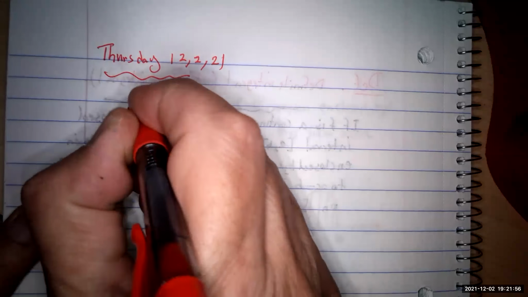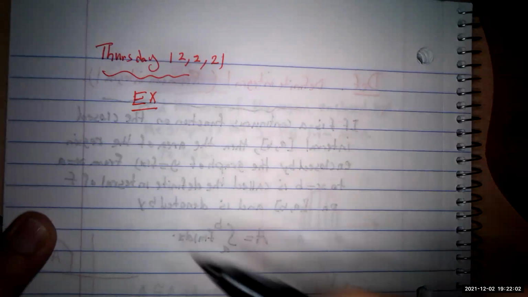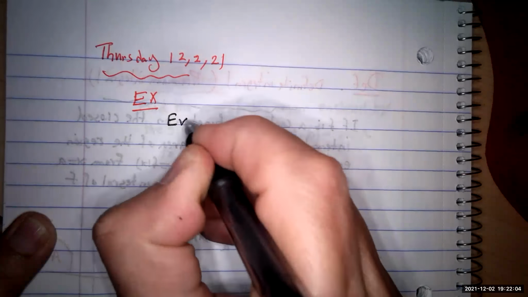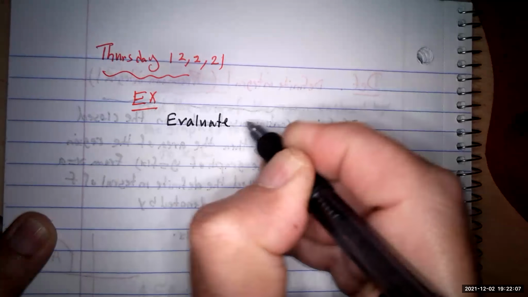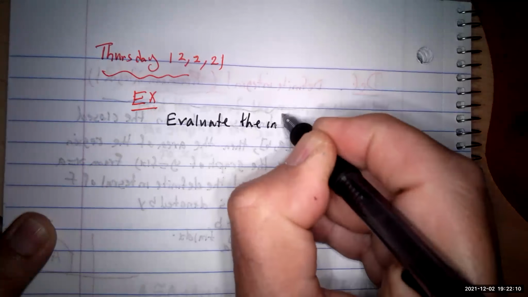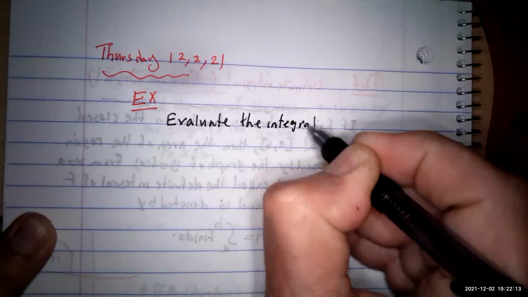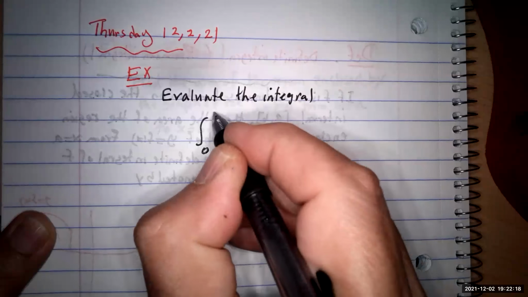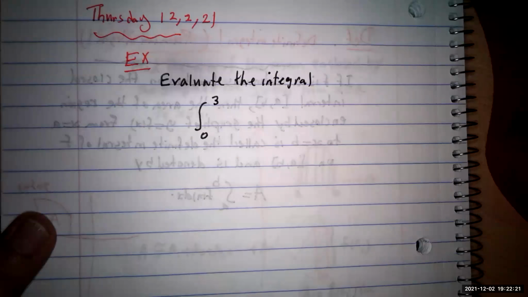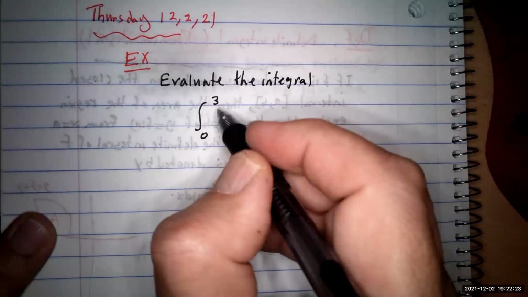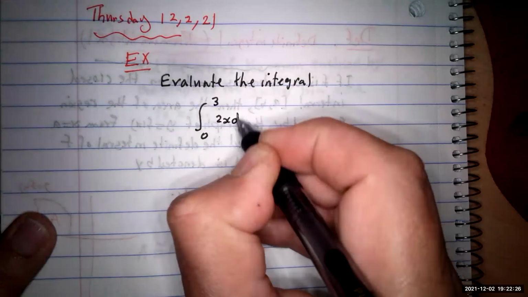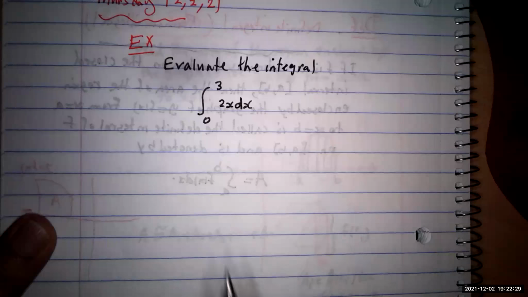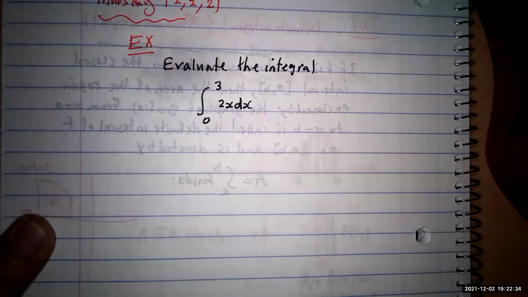So look at this example. In this example, we want to evaluate this new integral. Suppose you want to evaluate something like, let's say, the integral from 0 to 3 of 2x dx. So this notation that we talked about means you have to find the area under this curve.